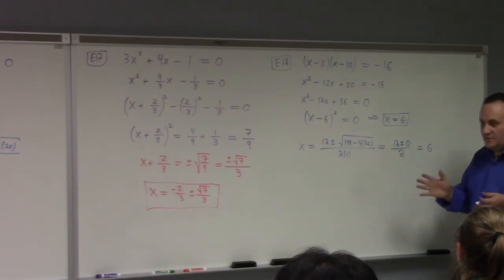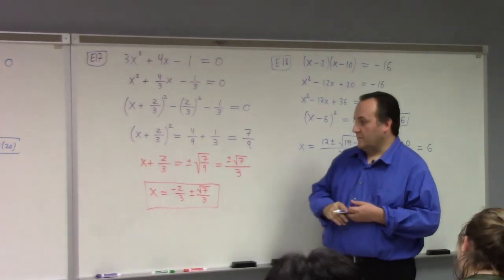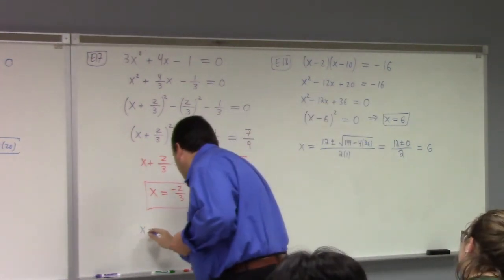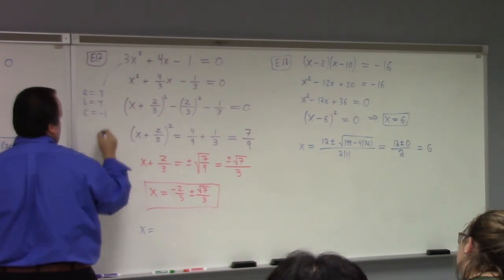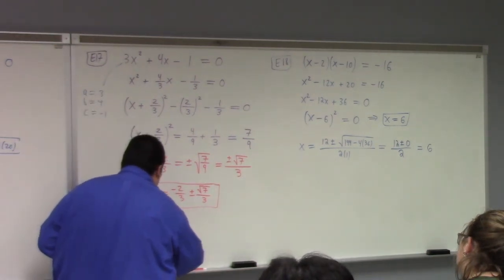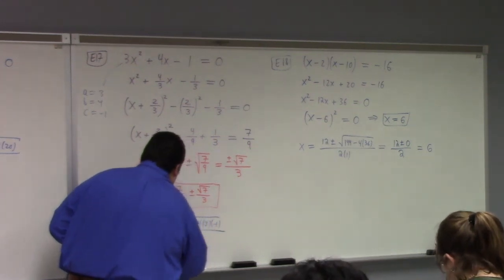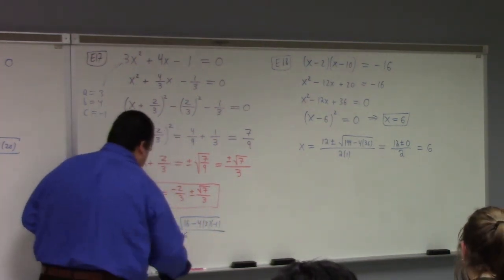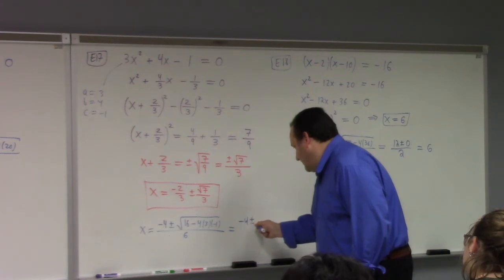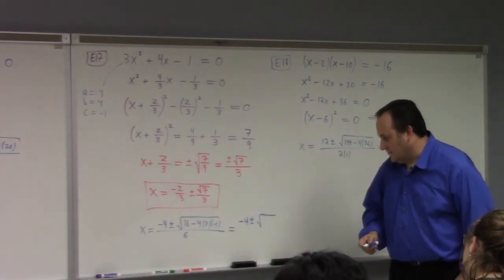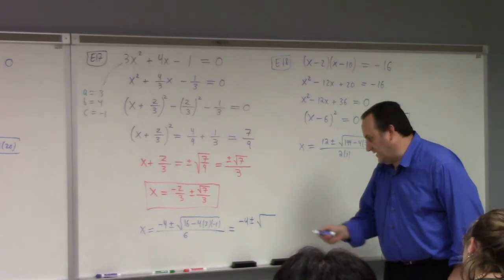And again, I'm not universally decrying the quadratic formula. I think it wouldn't have been a bad thing to do here. Let's look at it here. What would the quadratic formula look like here? The original one, we have what? A equals 3, B equals 4, C equals minus 1, right? So we'd have minus 4 plus or minus the square root of 16 minus 4 times 3 times minus 1, divided by 3 times 2, which is 6. So you get minus 4 plus or minus the square root of what? 16 plus 12, which is 28, yeah?